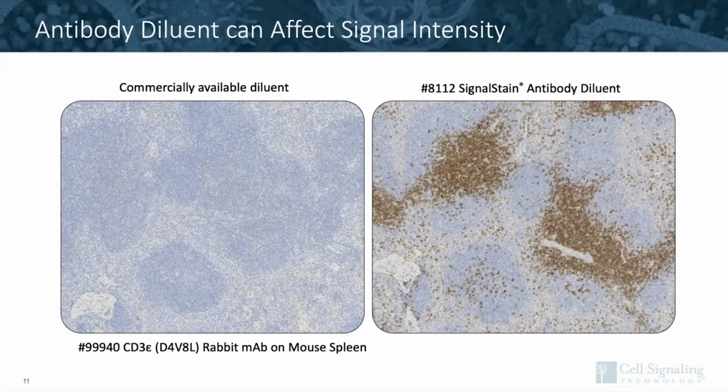The tricky part about this is that it is impossible to predict which antibodies might be sensitive to the choice of diluent and which may not be. If you desire to use a different diluent with CST antibodies, my recommendation would be to first compare it with signal stain antibody diluent to determine if the performance of an antibody is affected by your choice of diluent.